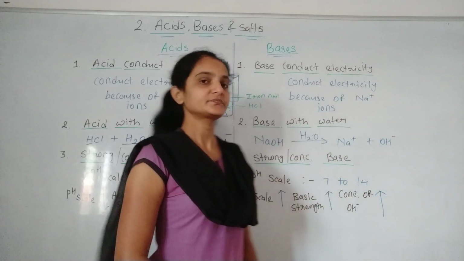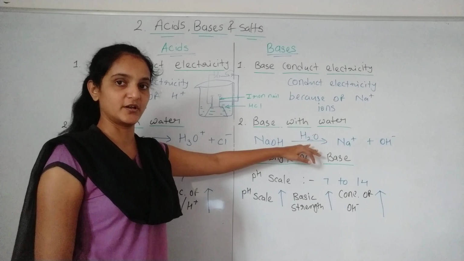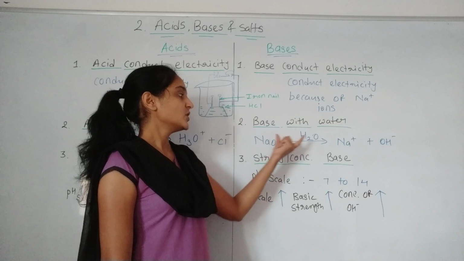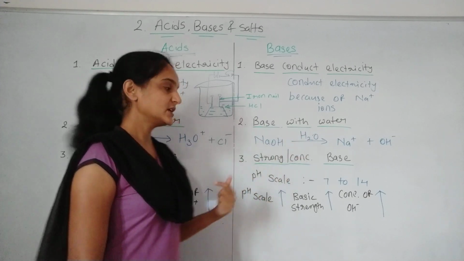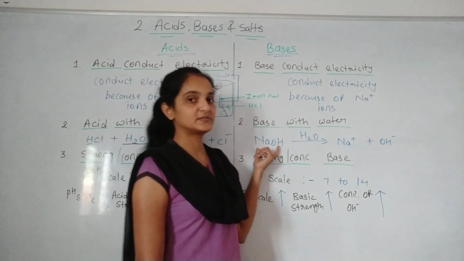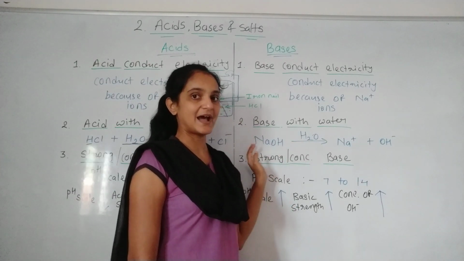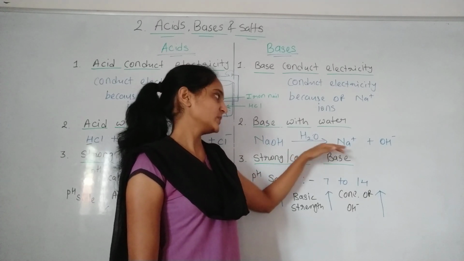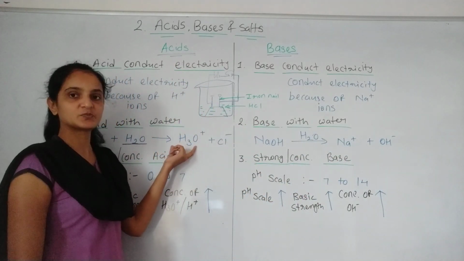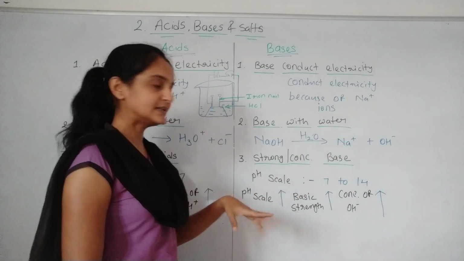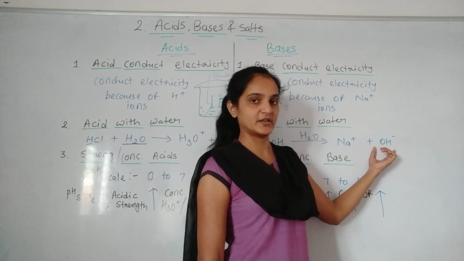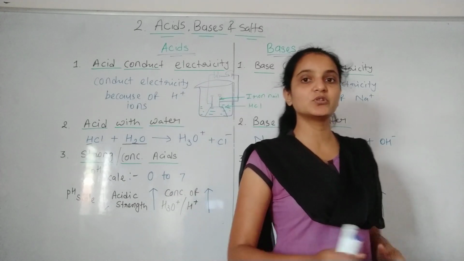In exactly the same way, consider when a base reacts with water. Here we have taken sodium hydroxide as our base. We have seen that with an acid, water behaves like a base. Here with a base, water behaves like an acid, and ionization takes place, so we get Na+ and OH- ions. Hydronium ion is responsible for acidic strength. In exactly the same way, the OH- ion is responsible for basic strength. But we have seen in both the cases, right?